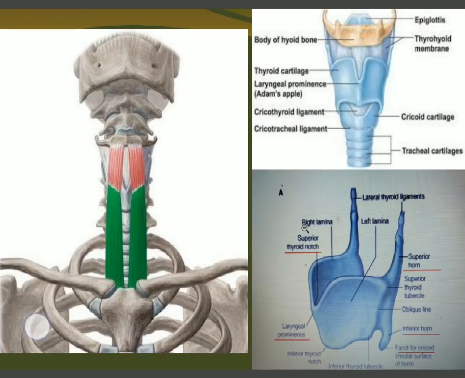So in this figure, this green muscle is the sternothyroid. The green muscle that you see is the sternothyroid muscle taking origin again from the manubrium sterni and getting inserted into the thyroid cartilage. This is the thyroid cartilage.